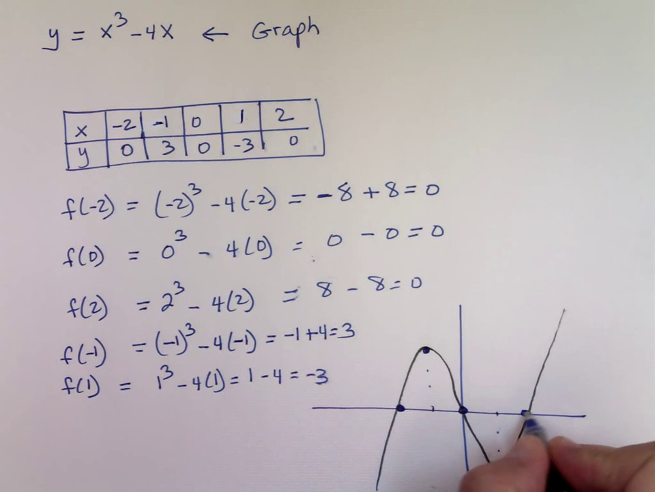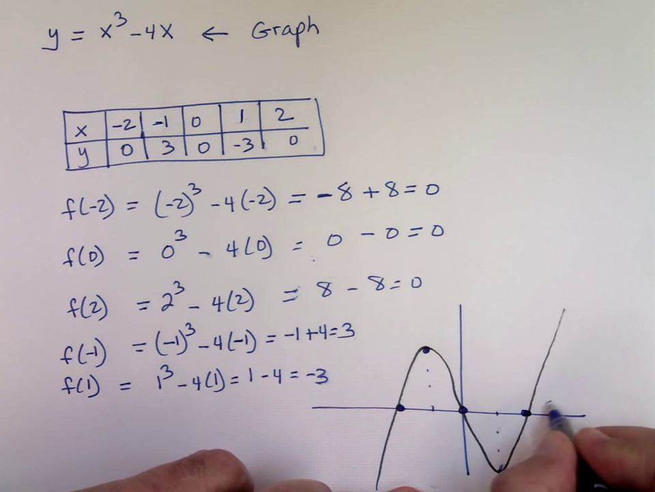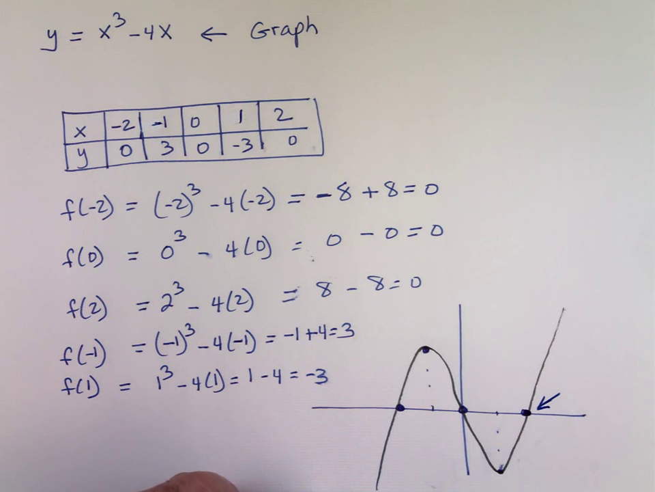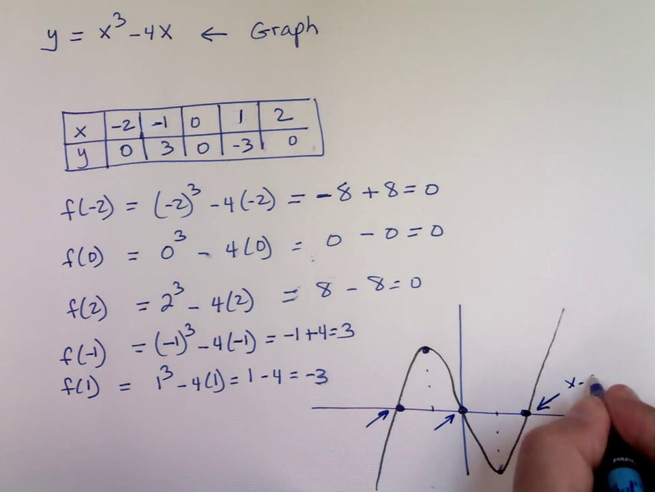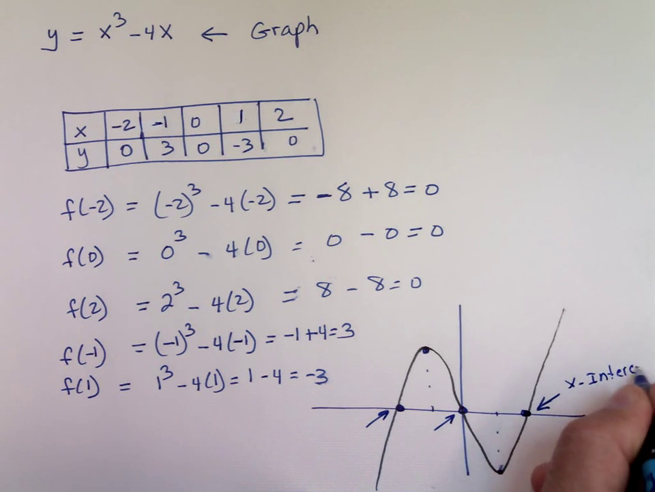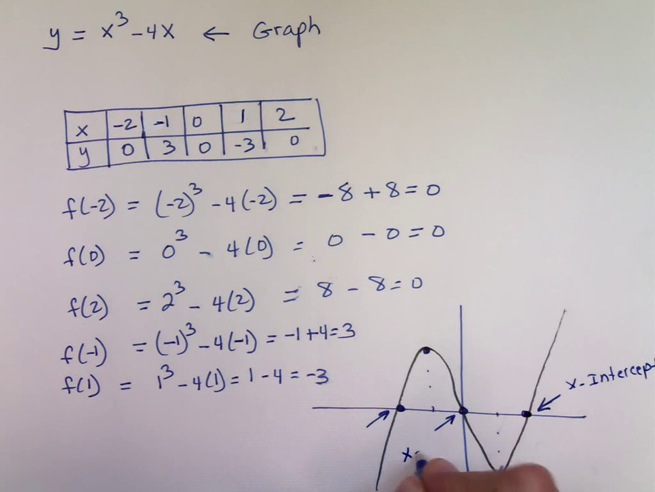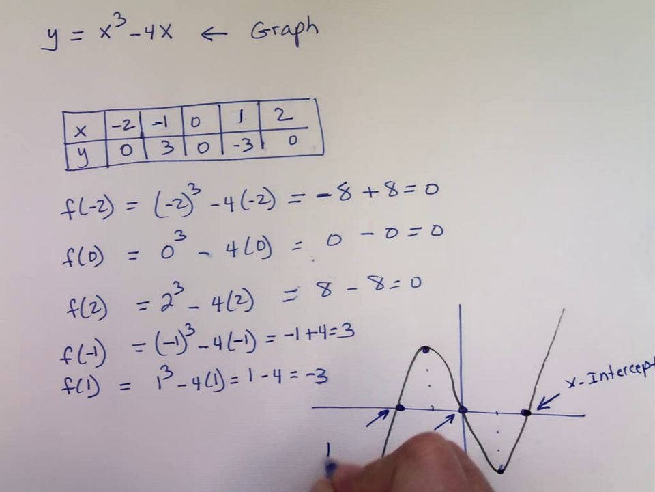This point, by the way, has a name. Anyone know what that point is called here? So is this point. So is that point. X-intercept, correct. This has 3 x-intercepts. That's where the function intersects the x-axis. I should ask, what is the y value at these 3 points? Can you tell me what the y value is for all 3 of them? 0. So how do you find the x-intercept? You make y 0.